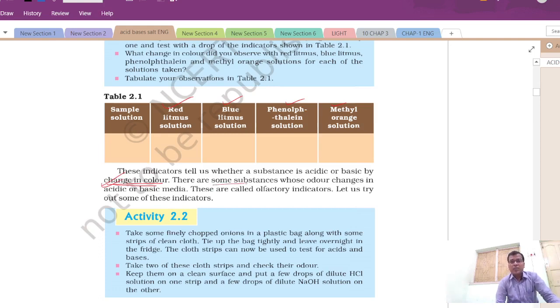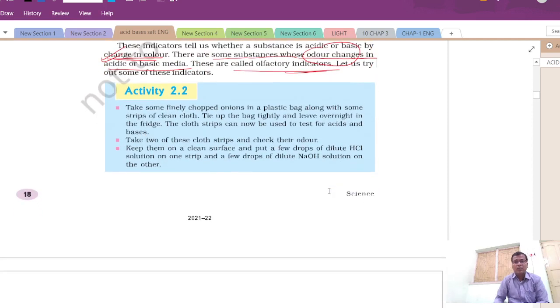However, some substances change their odor in acidic or basic media. Remember, the odor changes. These are called olfactory indicators. Some olfactory indicators are, for example, chopped onion. If you put chopped onion in a plastic bag with some strips of clean cloth and leave it overnight in a fridge, then the cloth may be used as an indicator for acids and bases, because its odor will change.